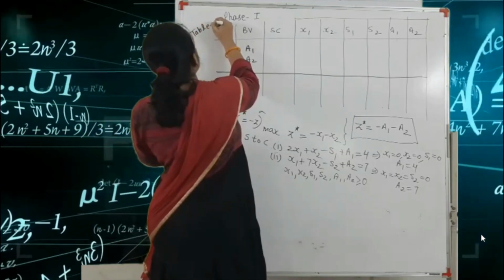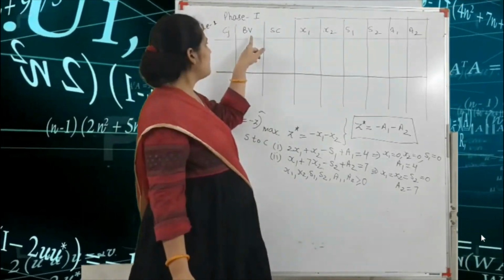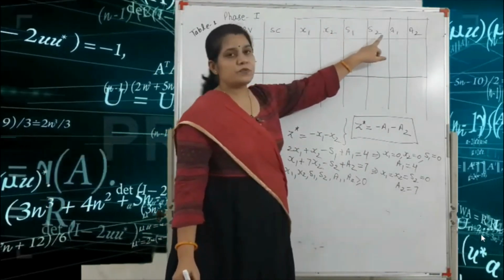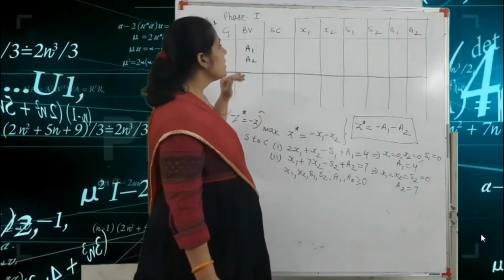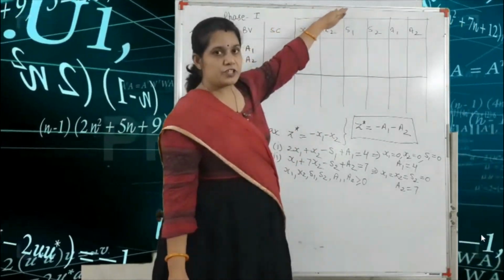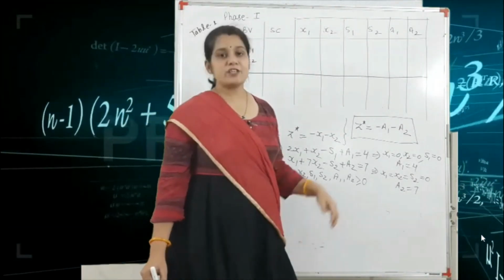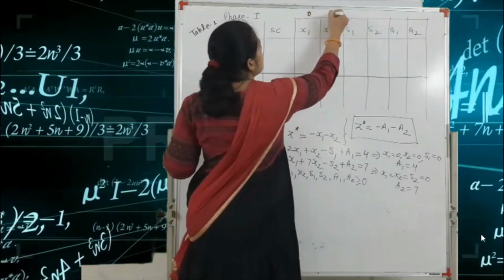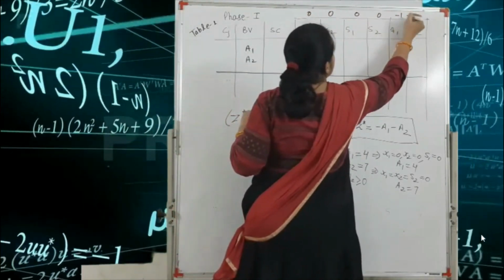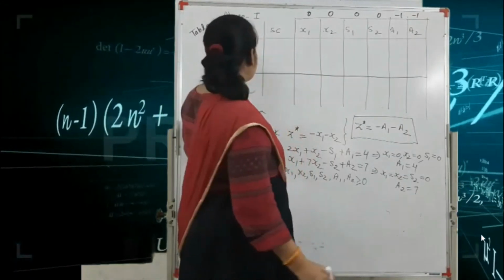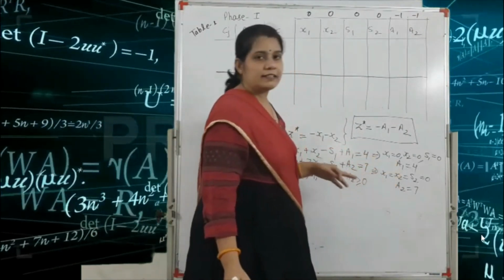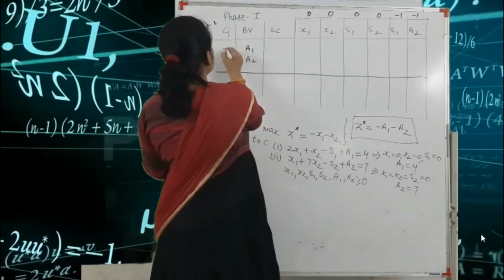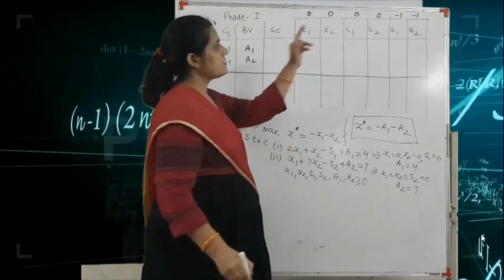Okay, so in table 1, first we write the Cj, basic variable, solution constant, x1, x2, s1, s2, a1 and a2. Above these, the coefficients come from the artificial objective function. So here we write 0, 0, 0, 0, minus 1, minus 1. And in the basic variable column there are only the artificial variables a1 and a2, so the coefficients of a1 and a2 are minus 1, minus 1.